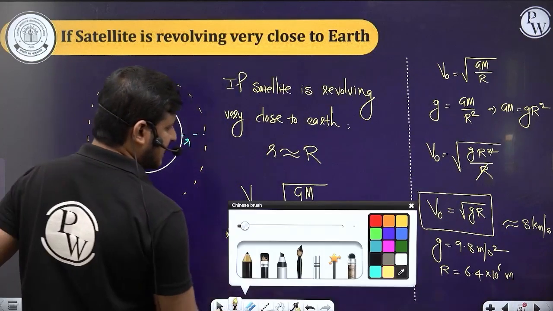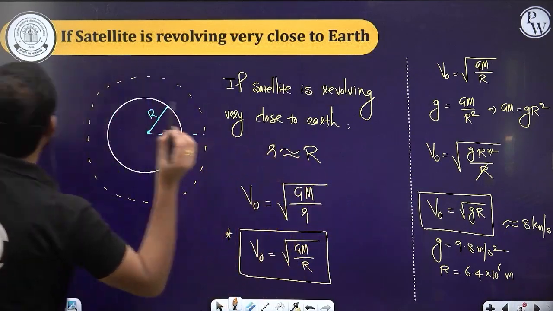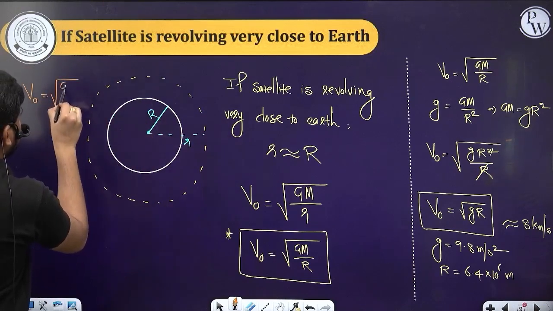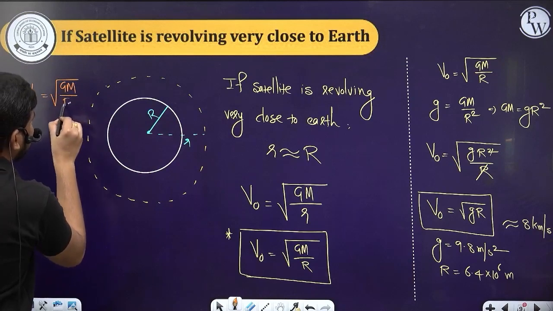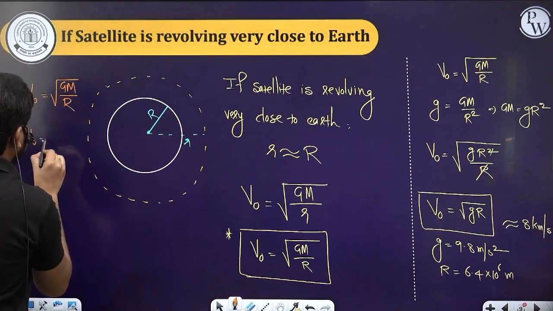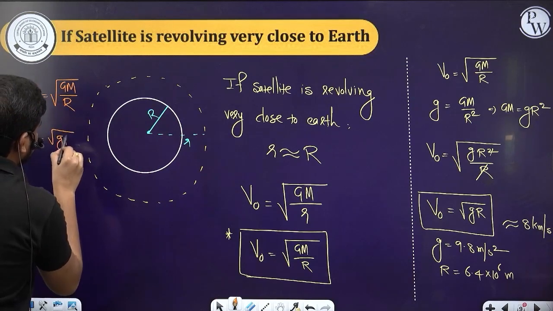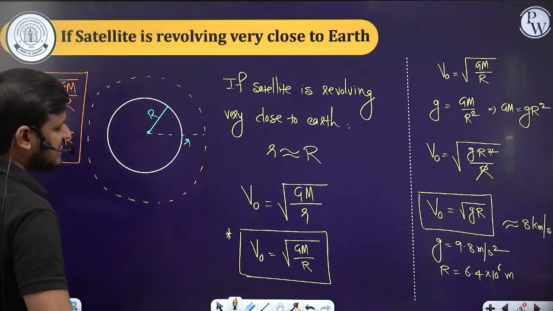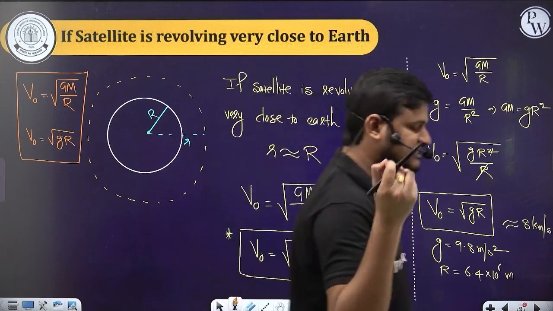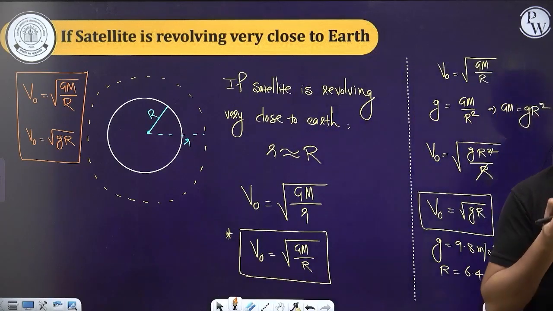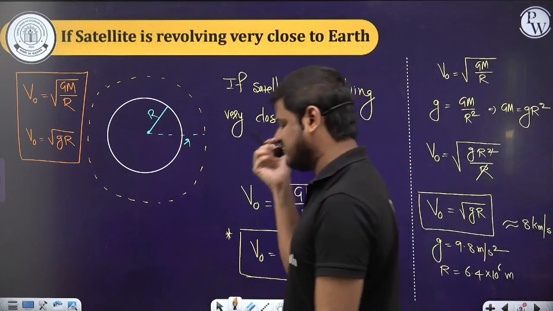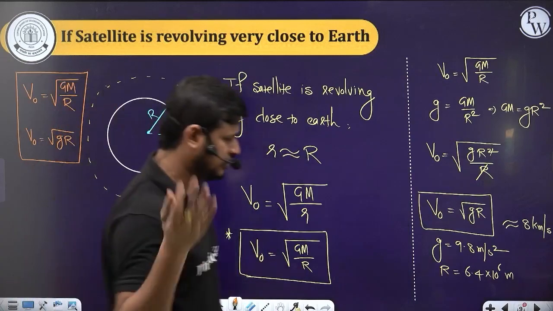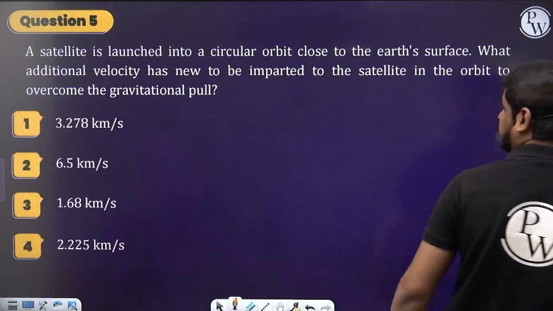Okay, done guys. So simply remember now, the orbital speed VO is equal to root over GM by r, and VO is equal to root gR. These two formulas are applicable when the satellite is revolving near the earth surface, when the small r will be approximately equal to the capital R. Any confusion here? No. Chalo, so let's move further.